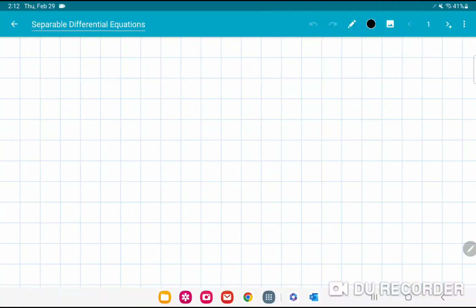All right. Today I will be doing a few examples on separable differential equations. So I'm going to do a quick intro on differential equations.